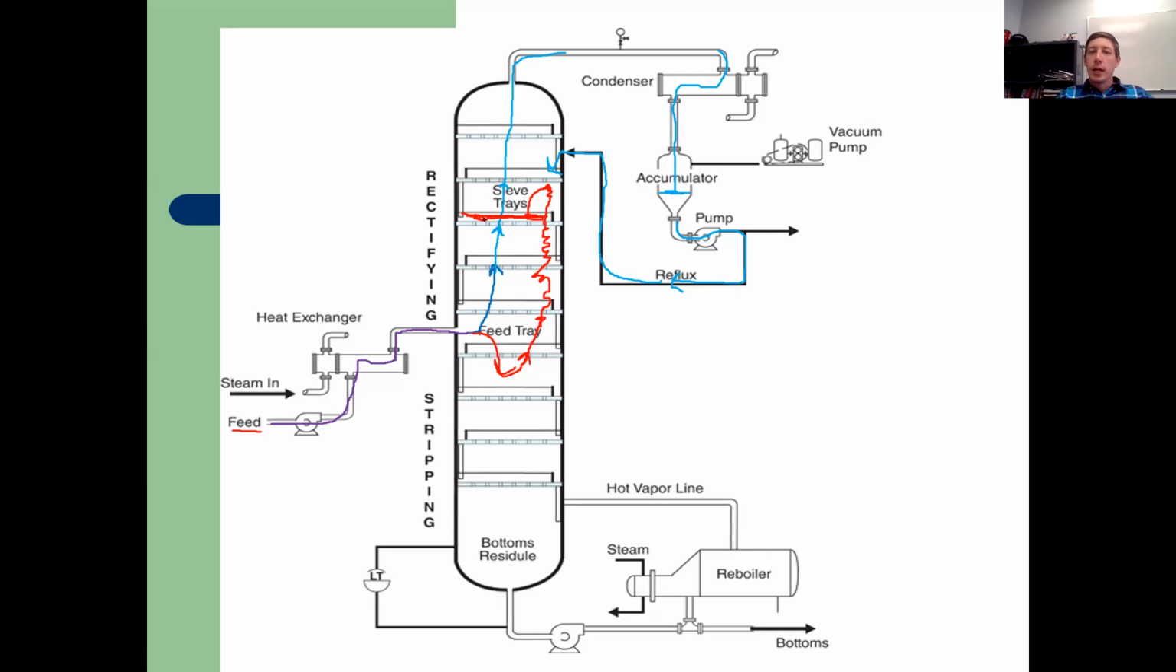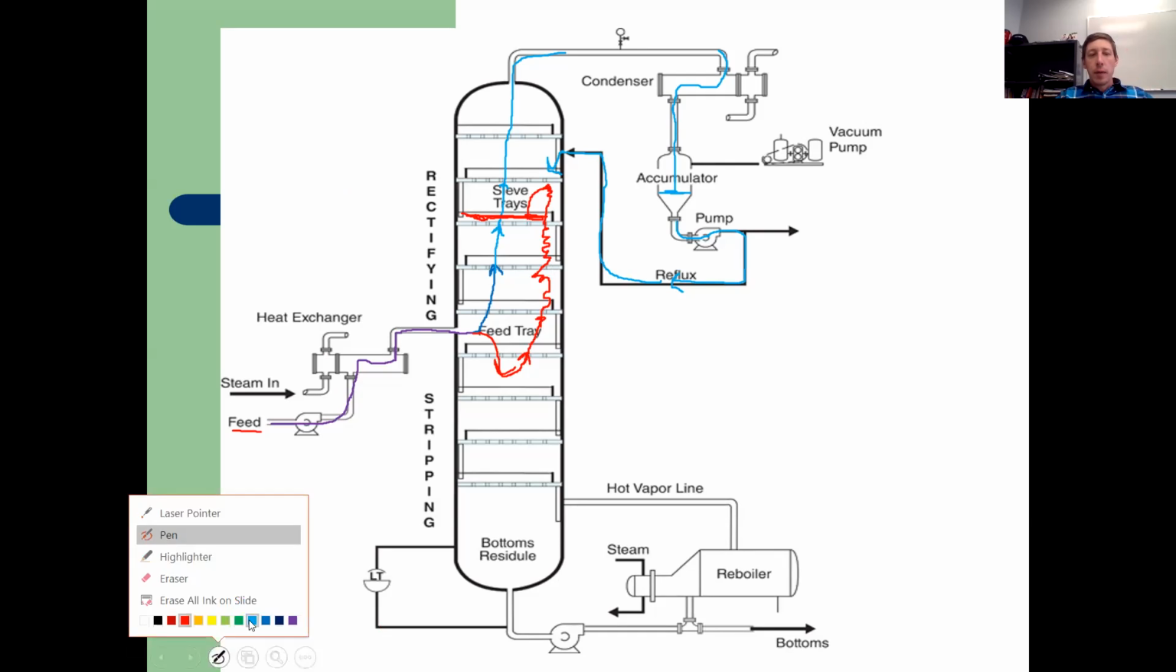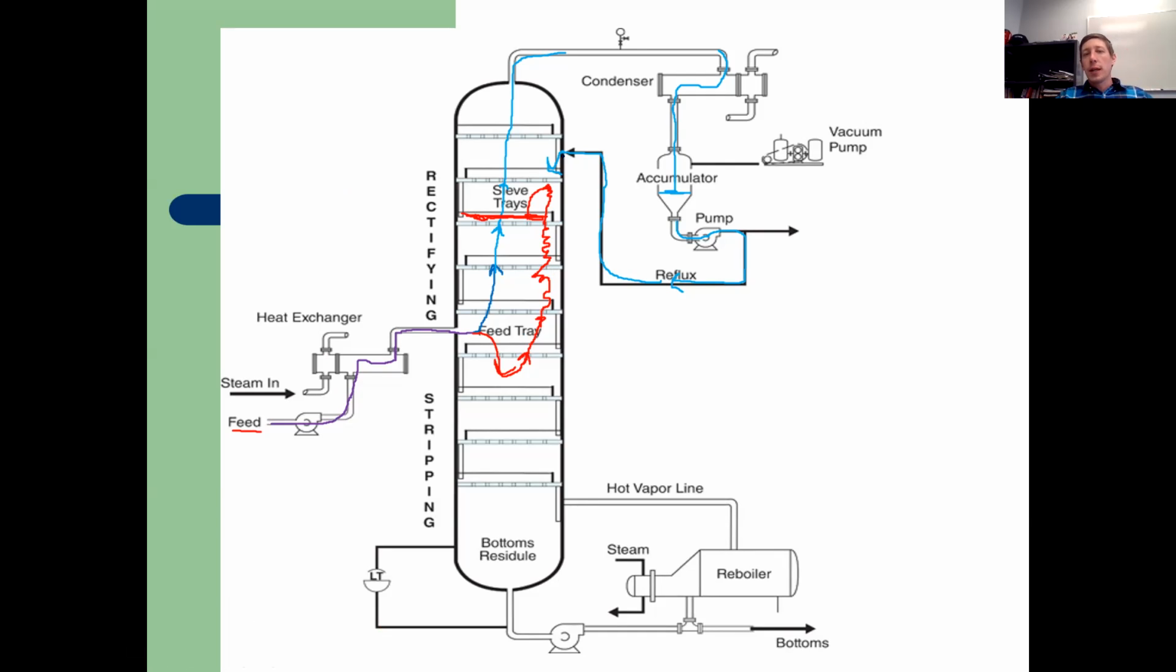Also, that weir stops any of our light components from falling straight down the column, because remember we have this light component that's already been condensed. It already goes back into the column. We do that for product purity. But if we didn't have these trays and these weirs here, this could just fall straight down to the bottom of the column. We don't want that.